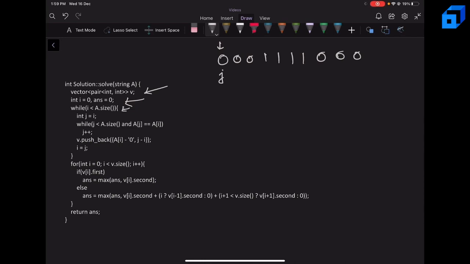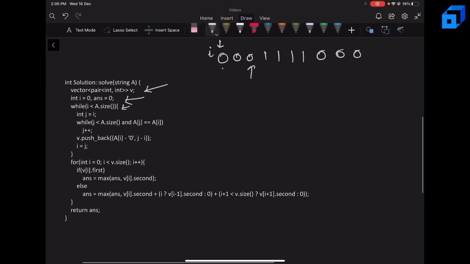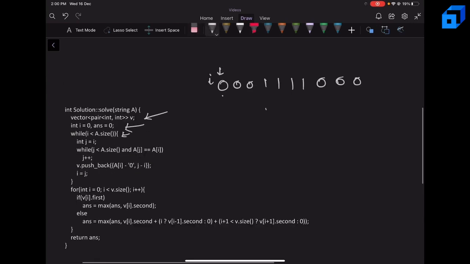So we check if j is less than a.size() and a[j] is equal to a[i]. Currently i is here and a[j] is equal to a[i], so we'll move j here. Now again a[j] is equal to a[i], so we'll move j here. Again a[j] is equal to a[i], so we'll move j here. And now a[j] is not equal to a[i], so that means we are done. So currently i is here and j is here.